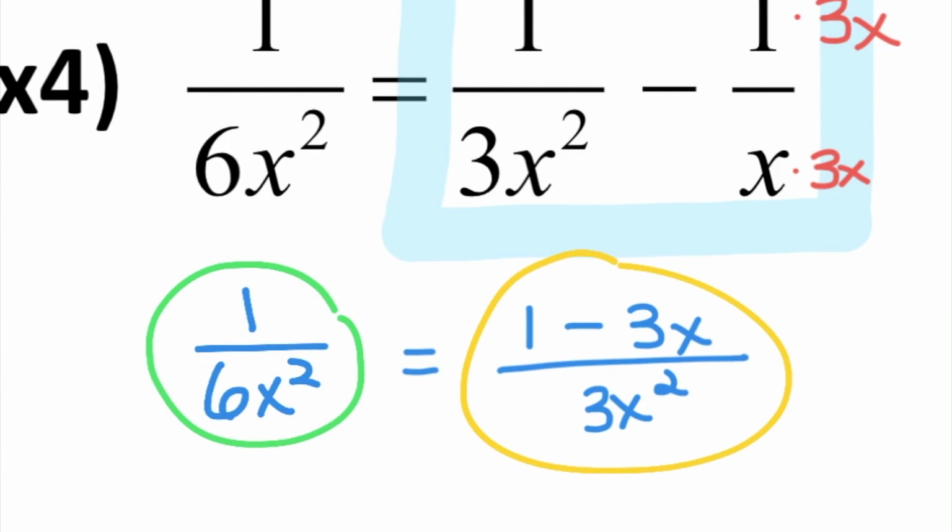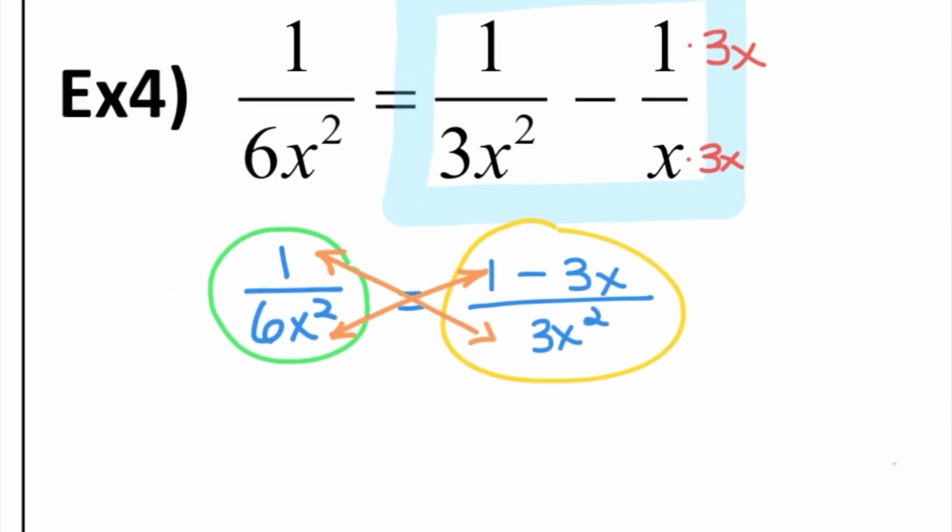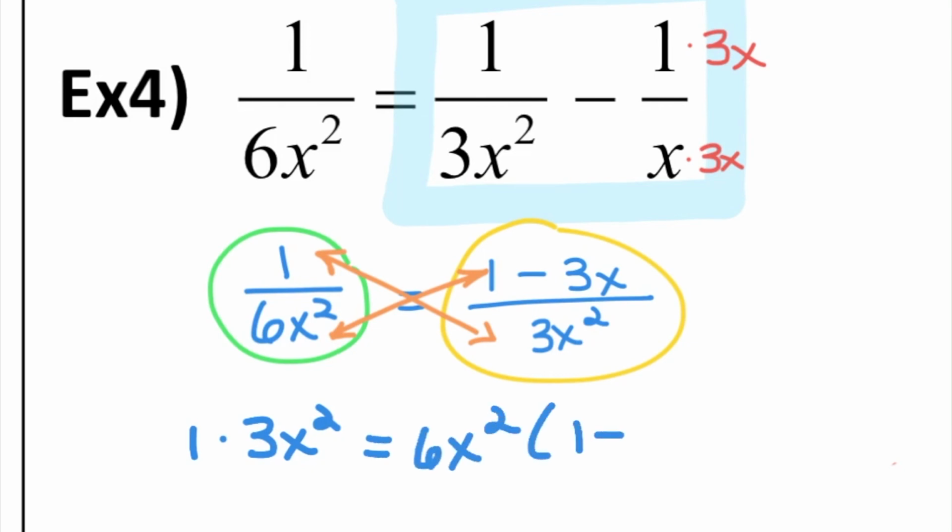Whenever you have a proportion, and this is really a proportion, right? Proportion is numerator over denominator equals numerator over denominator. So a fraction equals a fraction. Anytime you have a proportion, if you multiply the numerator of the one times the denominator of the other, it should give you the exact same answer as if you multiply the denominator of the one times the numerator of the other. Those two cross products should be equal. And so here, I'm going to start with 1 times 3x squared, and that should be equal to 6x squared times 1 minus 3x.